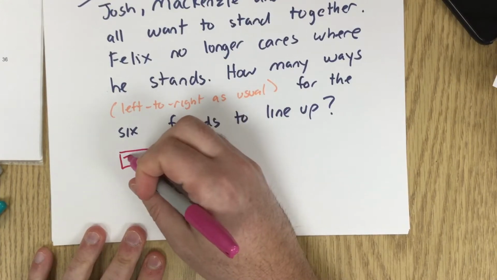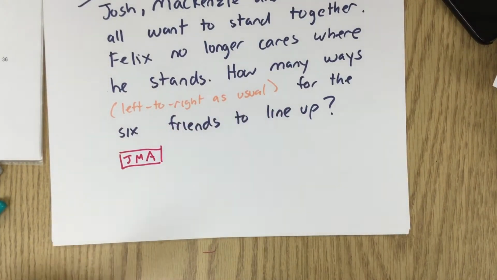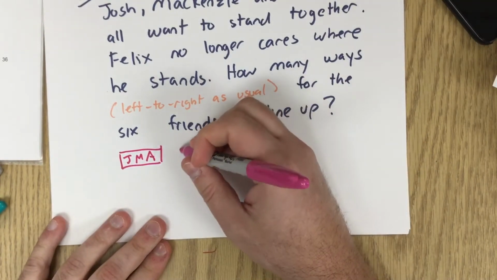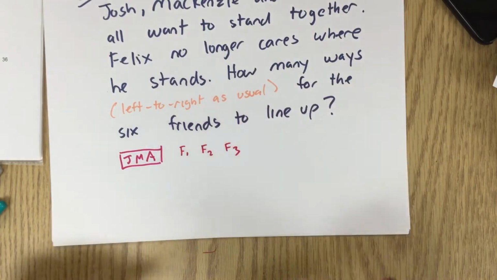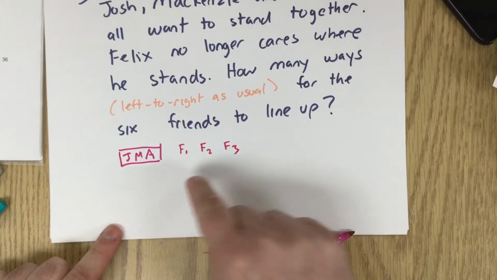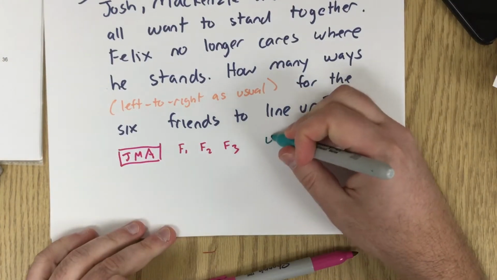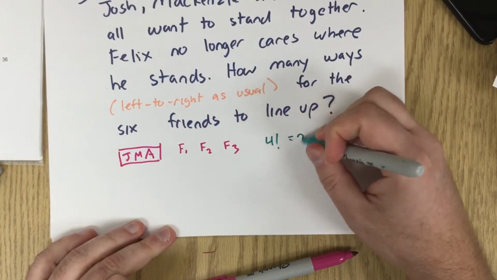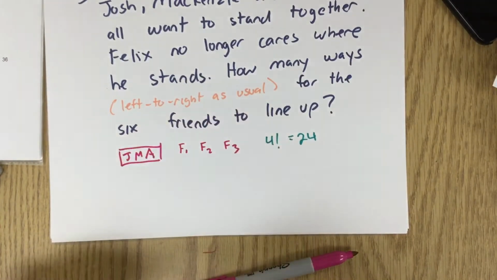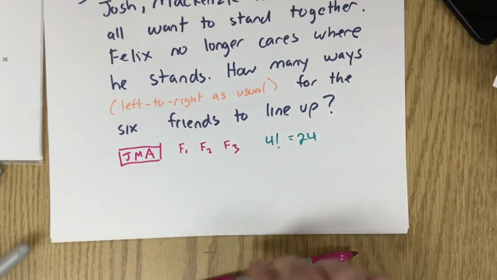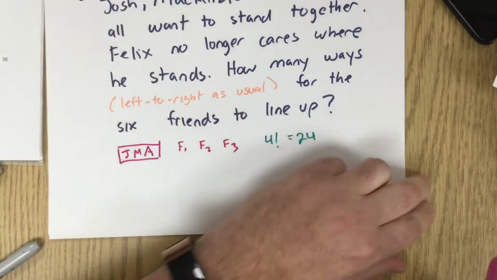And the block is going to be Josh, Mackenzie, and Alex. And then we have 3 other friends. So we have the block and 3 things that can be maneuvered. That's going to be 4 factorial. So there's 24 ways, if it's precisely in the order Josh, Mackenzie, then Alex. However, how many ways are there to organize that block? So let's go on another piece of paper for this one.